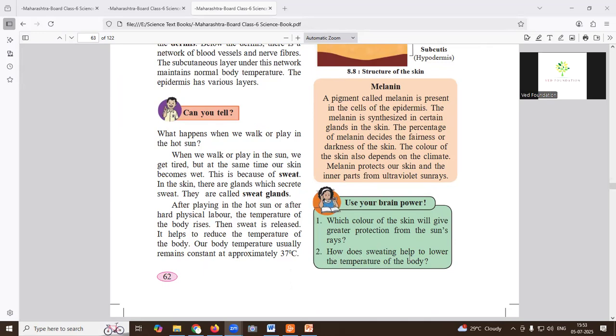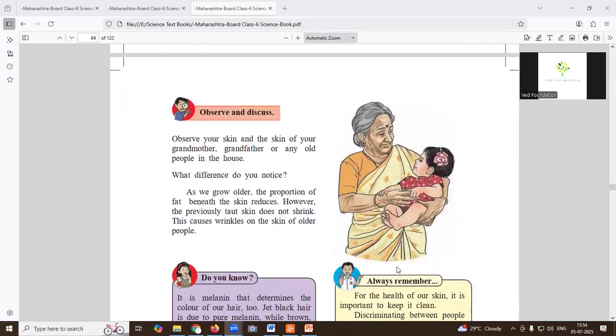नेक्स्ट, how does sweating help to lower the body temperature? स्वेटिंग बॉडी टेम्परेचर लो करने के लिए कैसे हेल्प करता है? When sweat comes out on the surface of the skin and evaporates into the air, it takes away heat from the body. जब स्वेट का इवेपोरेशन होता है तो इवेपोरेशन के लिए जो हीट रिक्वायर्ड है, वह हीट एब्जॉर्ब होती है बॉडी से, making the skin feel cooler and helping to reduce the body temperature. In this way sweating helps to lower the temperature of the body.